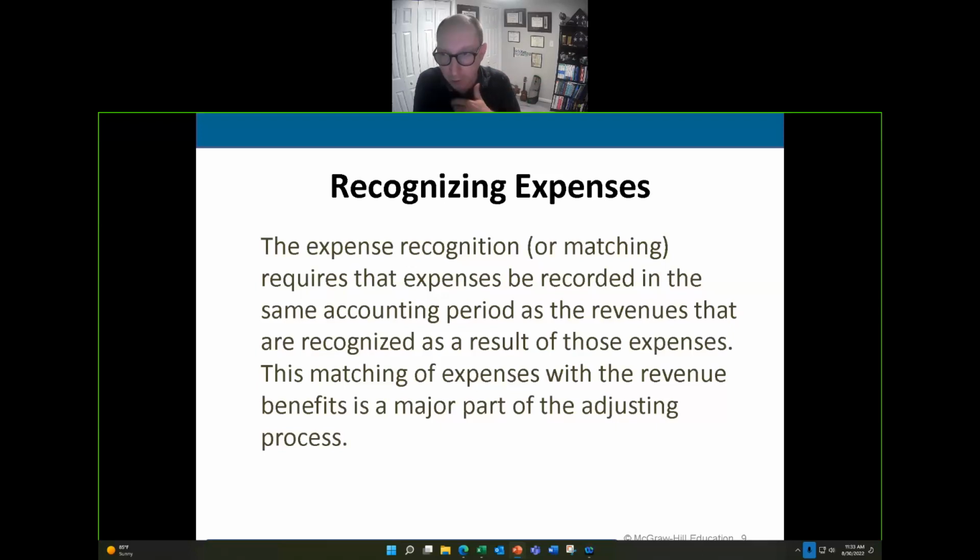Which month do I record my electric bill if I'm using accrual-based accounting? Which month do I record my electric bill? The bill is for the month of July. I received it in August. I paid it in August. But which month do I record the electric expense? July or August? Who can tell me?